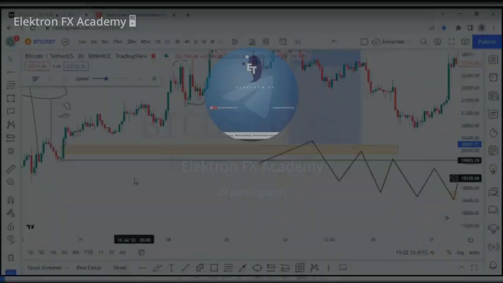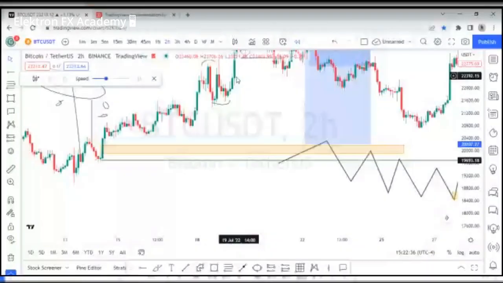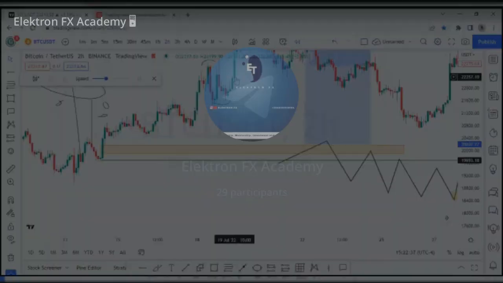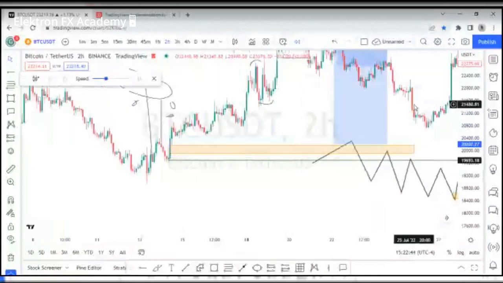So if you cannot really find a low to take your partials, use imbalance opens, right? Use the open of imbalances for your TP, right? And don't forget to always apply what we call risk reward ratio, right? That is how you use these things.